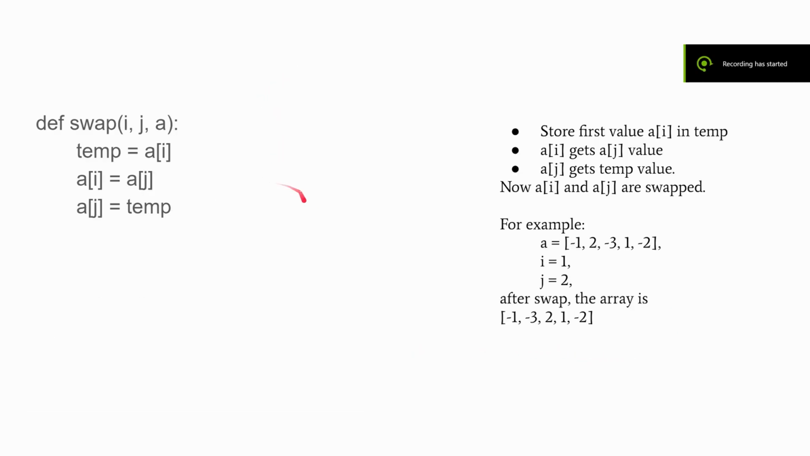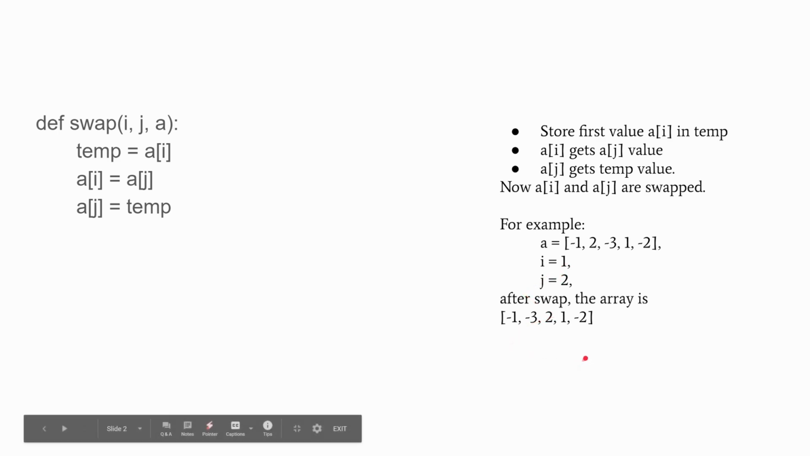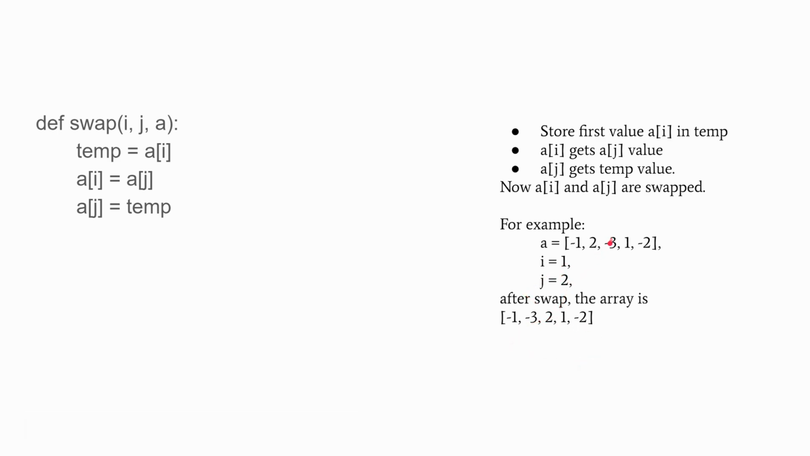Function swap takes the input I, J, and A. Temp will get A[I]'s value, A[I] will get A[J]'s value, and A[J] will get temp's value. Now A[I] and A[J] are swapped. For example, when A is this array and I is index 1, J is index 2, if you come this way, swapping 2 and negative 3, that's swapping A[I]'s and A[J]'s value. The end.